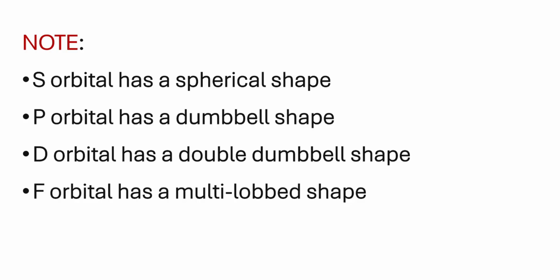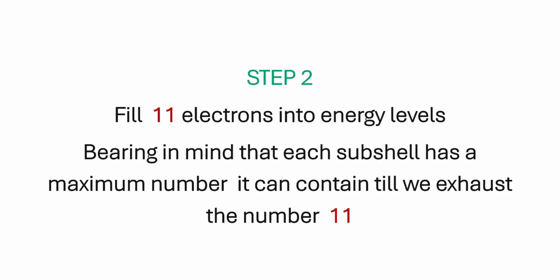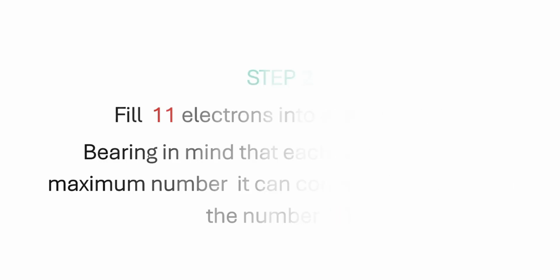We are asked to write the electronic configuration of sodium using orbital notation. First, like we discussed earlier, we write down the atomic number of the element. In this case, it is sodium. And of course, sodium has the atomic number of 11. So once we acknowledge that, we move on to the second agenda, which is to fill what? The 11 electrons into the energy levels, starting with the least energy level, and also bearing in mind the maximum number of electrons that can be allowed in such energy levels based on the subshell it carries. I hope that makes sense.